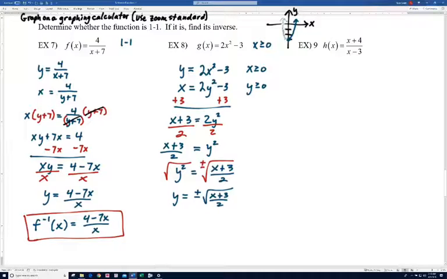Now, but remember, we said y is greater or equal to 0. So what that tells me is I can't have the negative here. I'm just going to have the positive case, since we restricted ourselves to y being greater or equal to 0 when we flipped our x's and our y's.